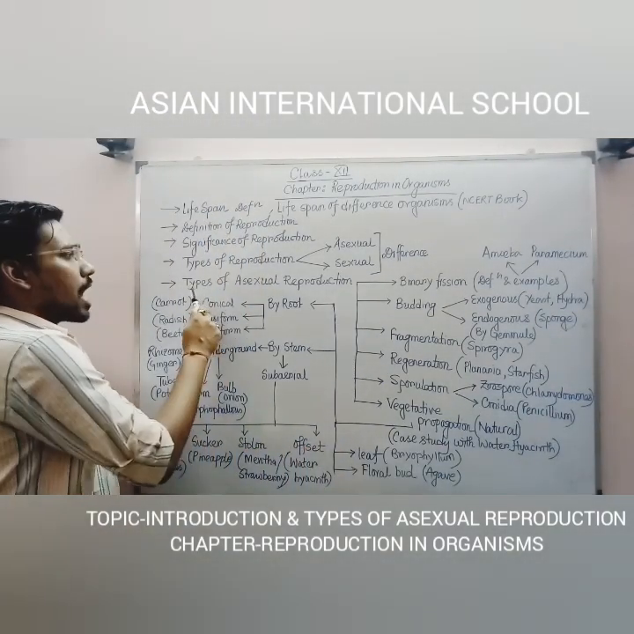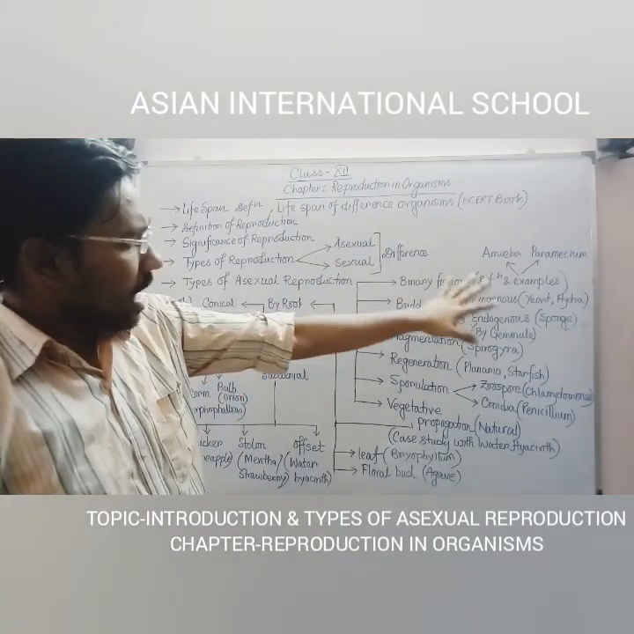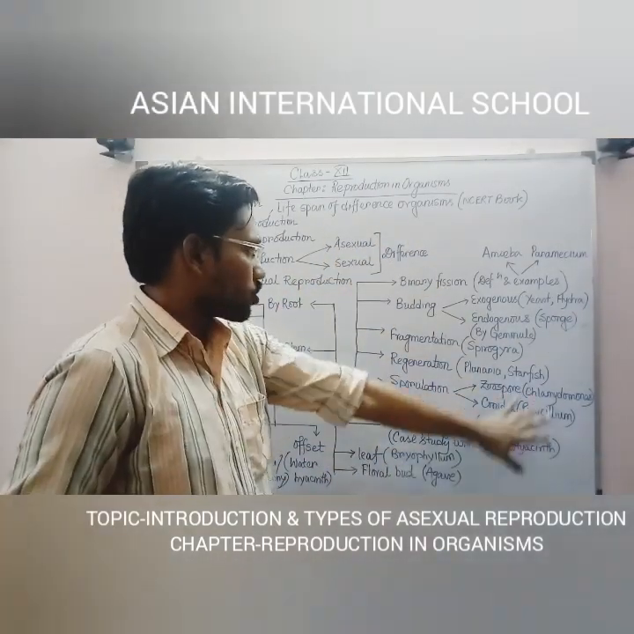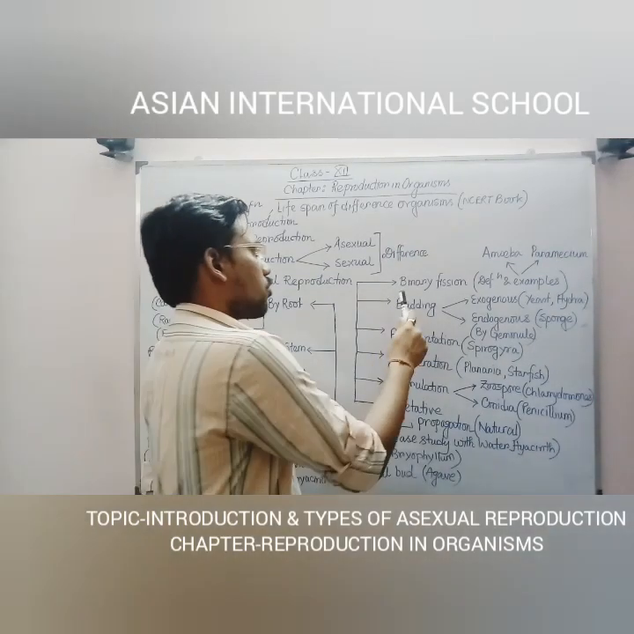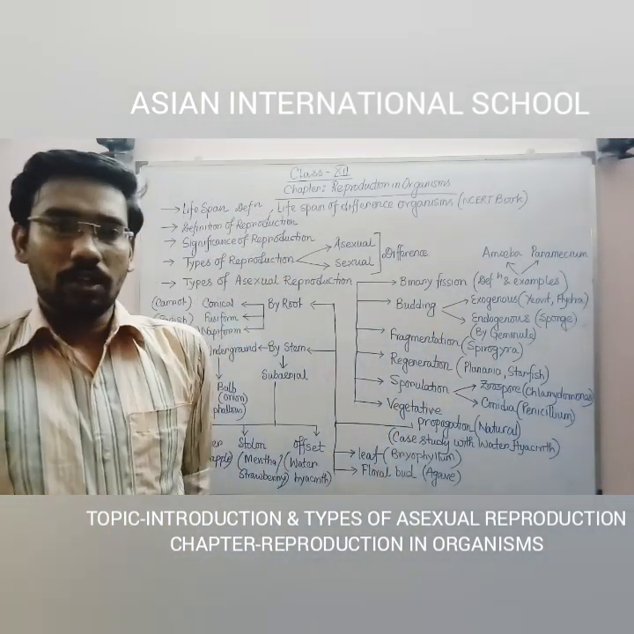Next I am moving on to types of asexual reproduction. This is the elaborated portion; I have elaborated this portion here. There are different types of asexual mode of reproduction. First, what I have written is binary fission. Keep it in your mind.